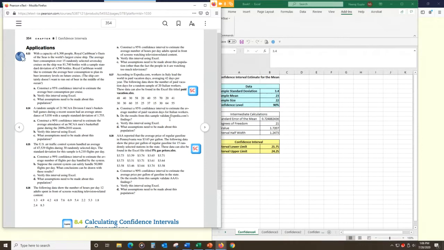Do the results from this sample agree with the findings of Expedia? Verify the interval using Excel. You don't have to do it with Excel, and state what assumptions you need to make. So let's open this one.